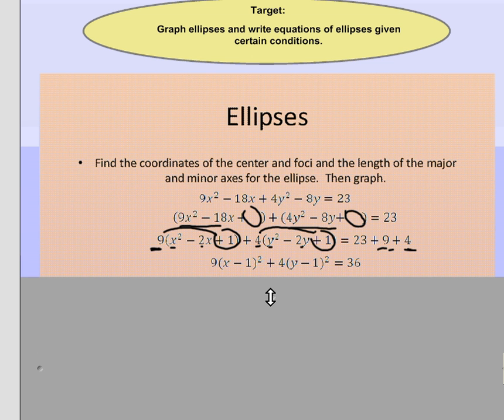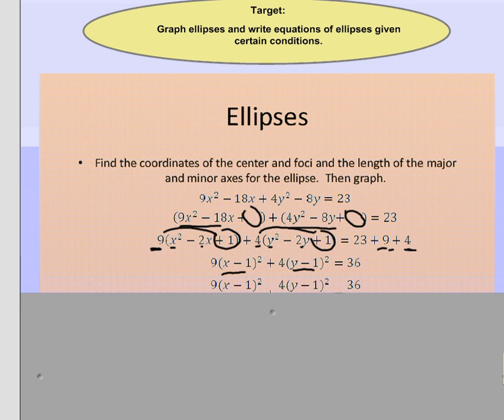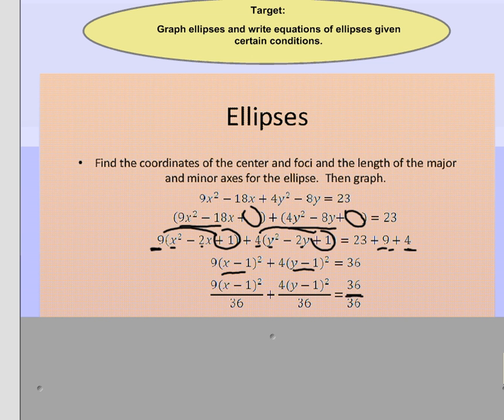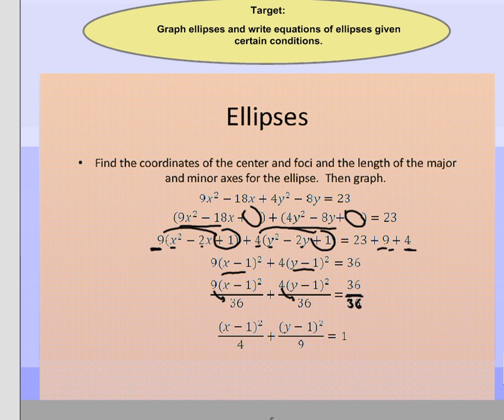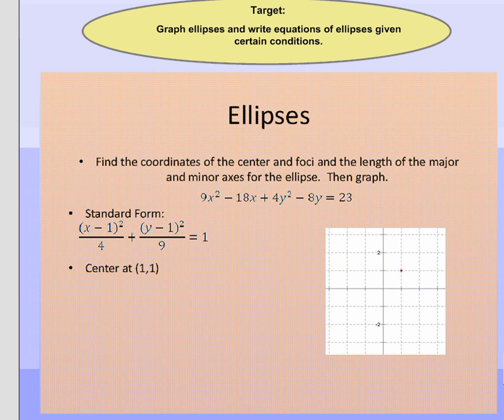So we keep simplifying. We have our x minus 1 squared now and our y minus 1 squared. Now it equals 36, but we want the ellipse equal to 1. How do we get it equal to 1? You divide everything by 36. Divide all sides. So that's where the 9 and the 4 go. They simplify. 9 goes into 36 4 times, 4 goes into 36 9 times, and now it is equal to 1. From here we can get our h, k, a, and b values.